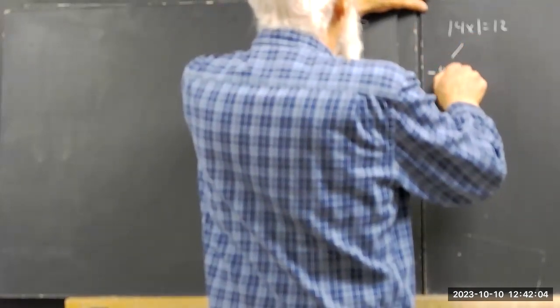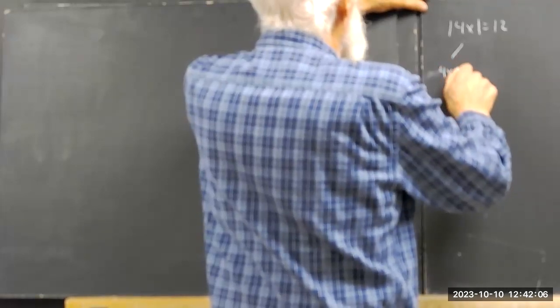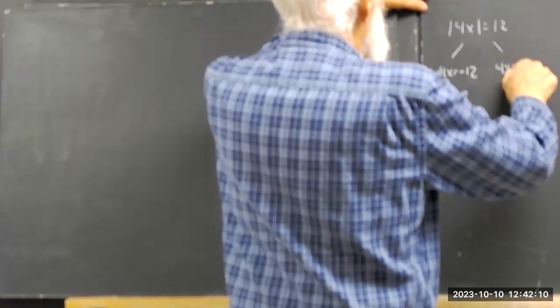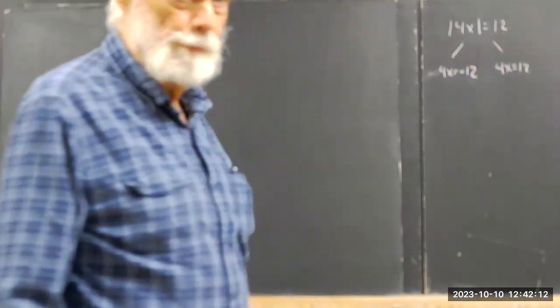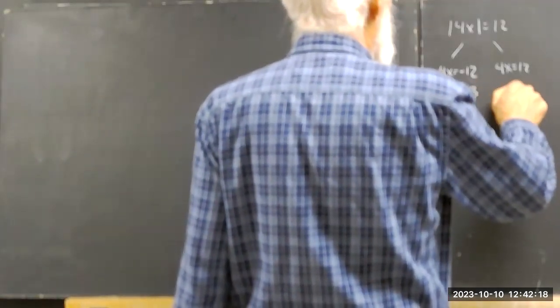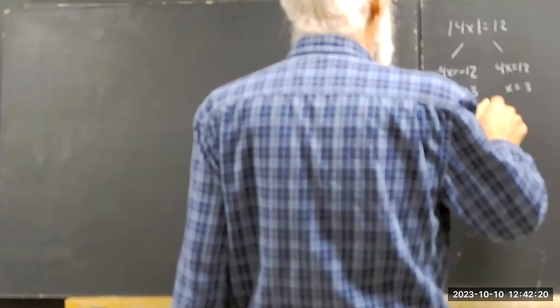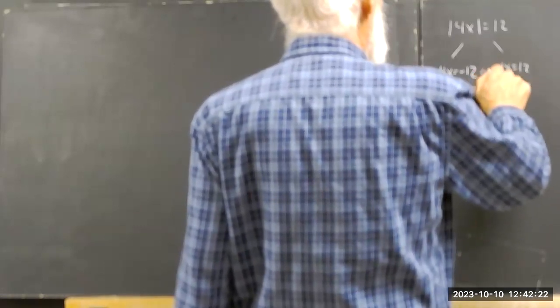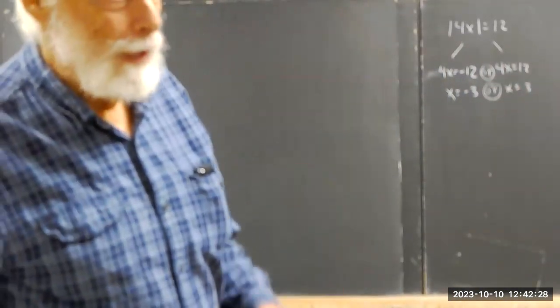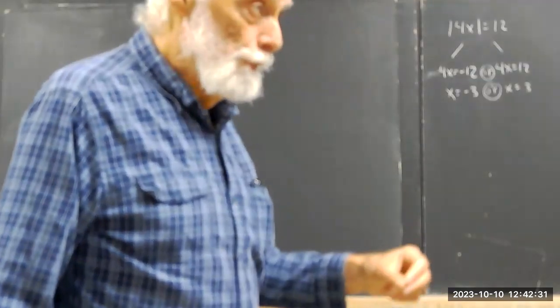Negative 4x equals negative 12. And 4x equals 12. And we solve both of the equations. And it's really easy to solve. We get x equals negative 3. x equals 3. There's an or between these. And I really would like to see that word or because it explains the logic of the solution.